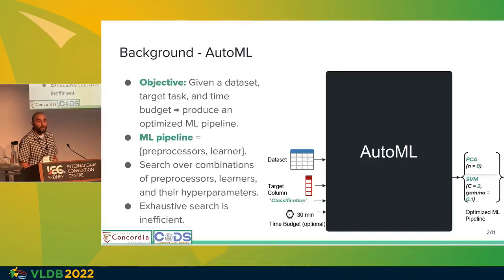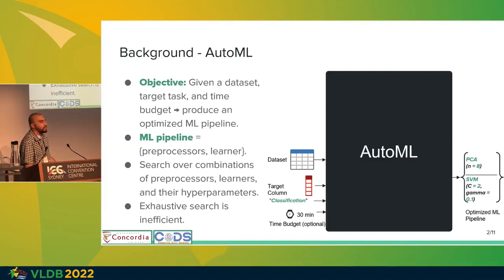What is AutoML? AutoML is the problem of automatically generating ML pipelines for a given data set. If we look at an AutoML system as a black box, it takes a data set, a target column, and maybe the task type, classification or regression. The target here is to generate an optimized machine learning pipeline.